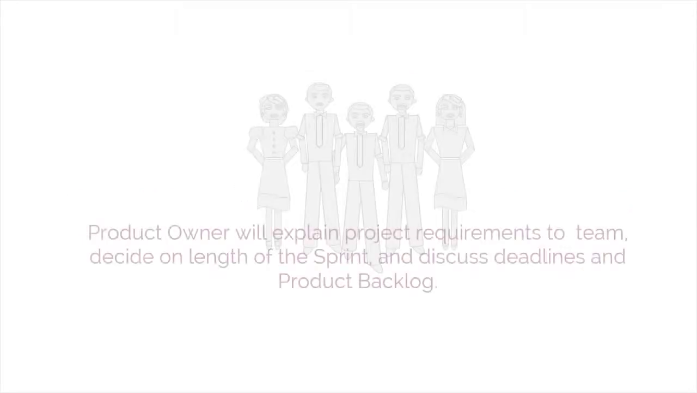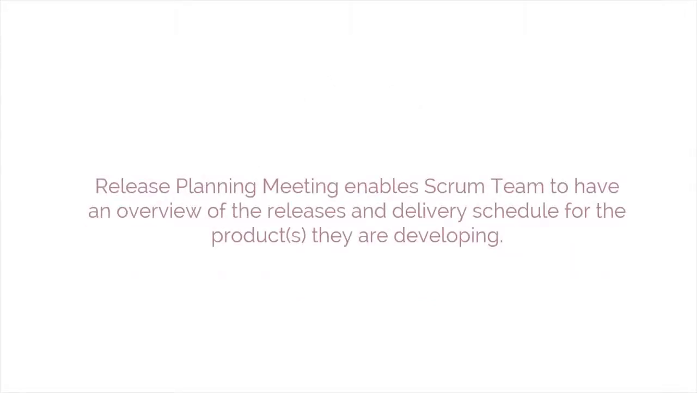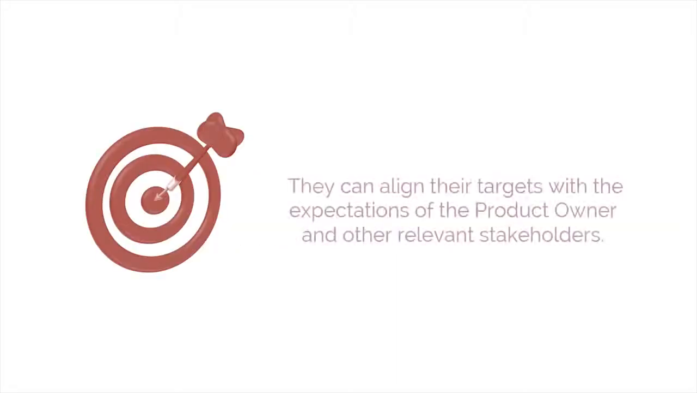Now let's discuss release planning meeting. In a release planning meeting, the product owner explains the project requirements to the team, decides on the length of the sprint, and discusses deadlines and the product backlog. Release planning meeting enables the Scrum team to have an overview of the releases and delivery schedule for the products they are developing, so that they can align their targets with the expectations of the product owner and other relevant stakeholders.